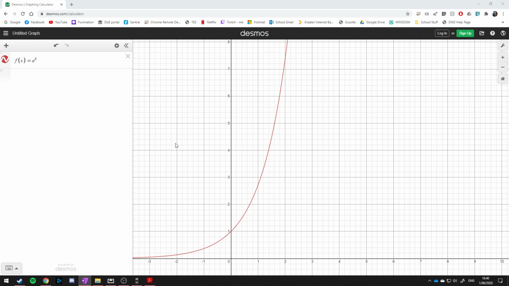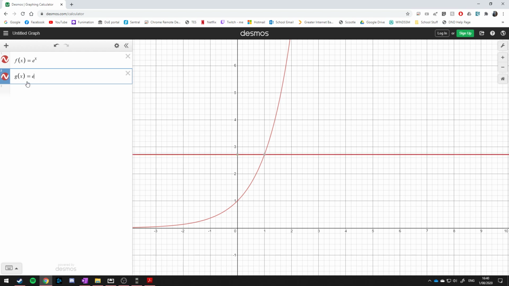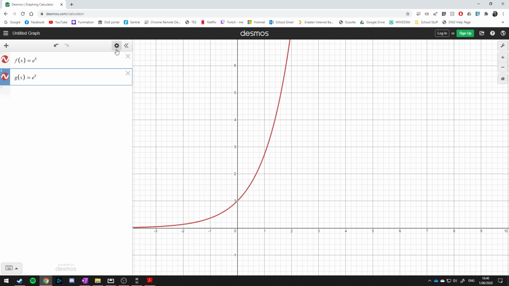So what we're going to do is have a look at some key parts of the exponential and some of its transformations. What we're going to look at first is g of x is equal to, and I'm going to hide this one and put in, I'll change the color so we can tell the difference. We're going to look at this one first. So g of x is equal to 2e to the x. Okay, so 2e to the x.